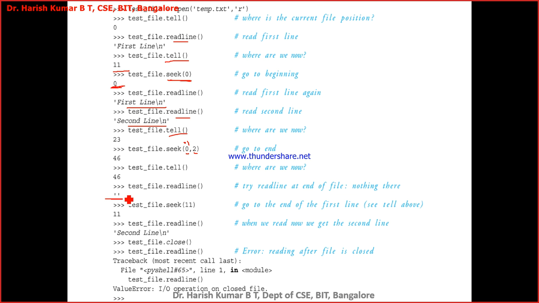Next, I'm again using seek and making the read write pointer position exactly to the 11th byte. Whenever you pass only one argument, it is always from the beginning. When you pass two arguments, this is the reference and this is the offset. So from the end, position the read write pointer at an offset of 0th byte. Hope you people are following.